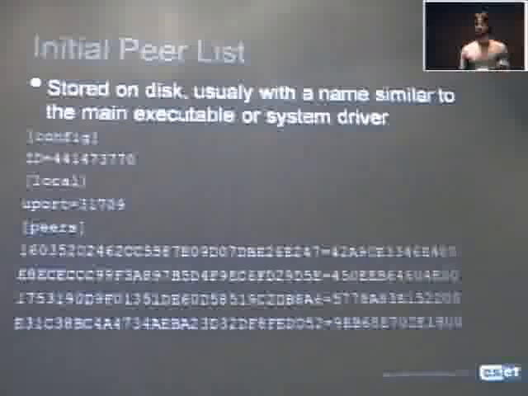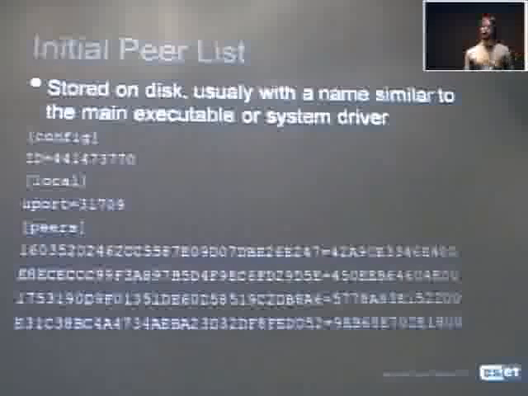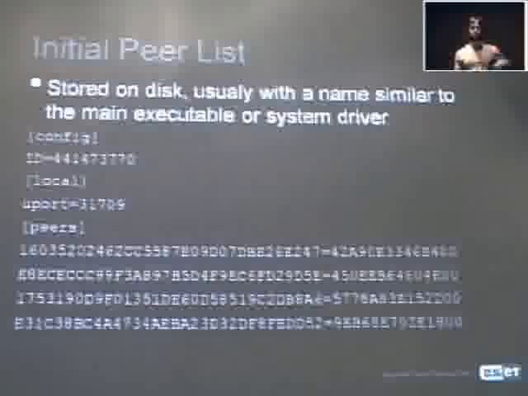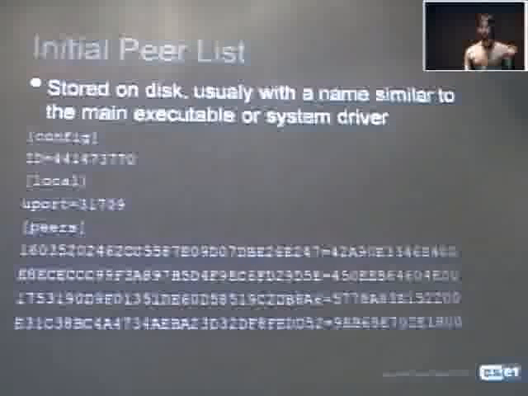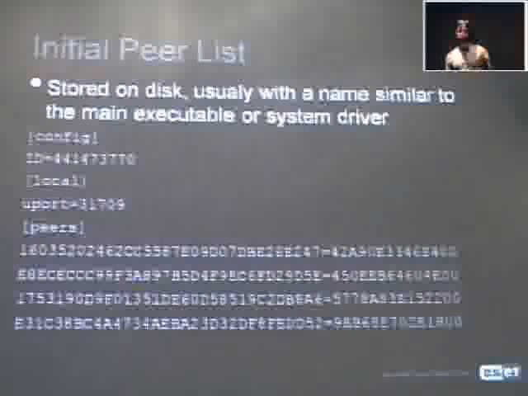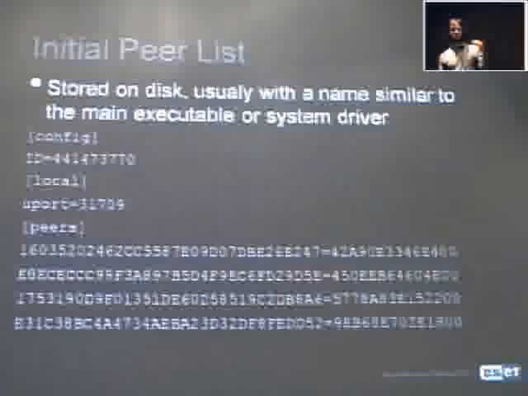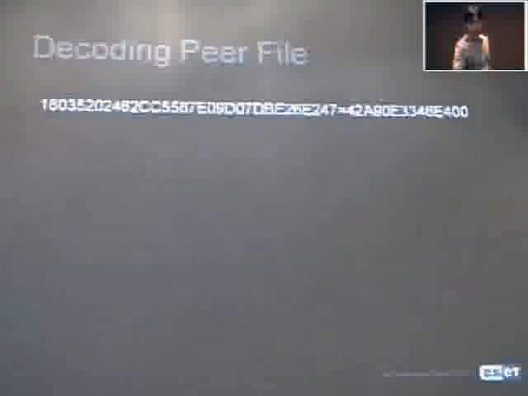So this is how the initial peer list looks like for Storm. It's stored on disk and usually has the same name as the executable. You see that the first field is the ID of the infected system. Second field is the UDP port it's going to bind to. And afterward, you have the list of the peers. Each line is the description of the peer.